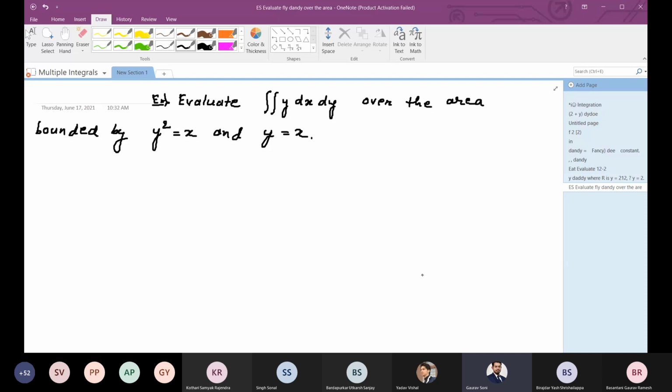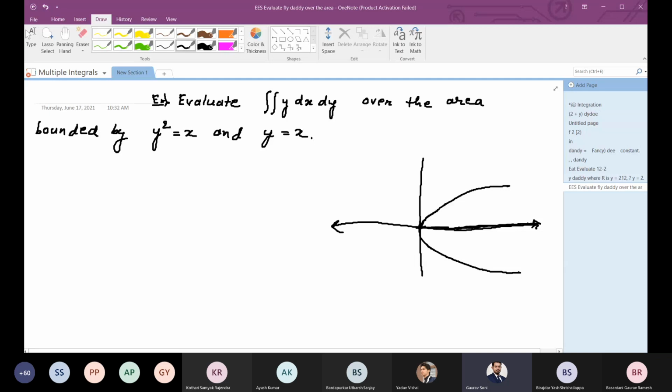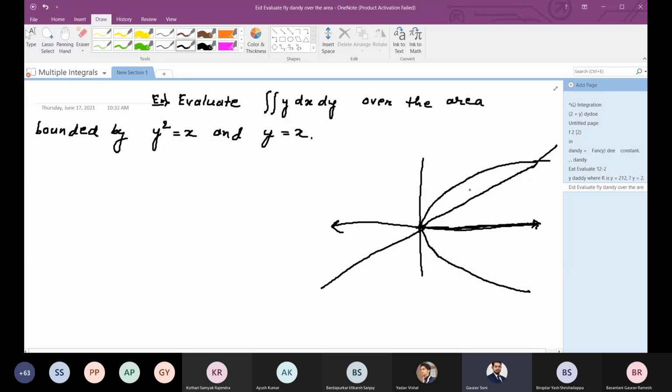So if you draw the diagram, first of all, in every double integral example, you will always have to draw the diagram in order to understand the area. So y square equal to x is a parabola which is opening towards the positive x axis. The other is the line y equal to x, which is the line passing through the origin. So we need the area which is bounded by these two things, the line and the parabola. So the area is this.